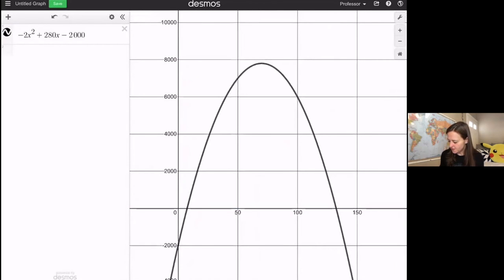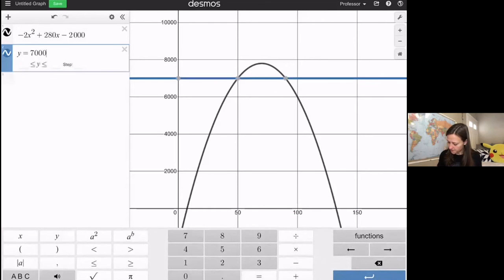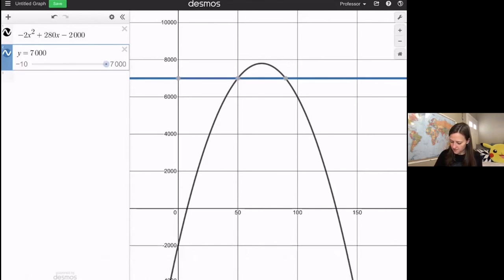All right, so I zoomed out a lot, and we were trying to figure out how many tickets, that was our x-axis, how many tickets we would have to sell in order to get $7,000. So I can graph the line y equals 7,000. All right, and you can see where that is. That's up there at the top. And we got two answers, and it looks like this line hits the graph twice. It tells us that when we sell 50 tickets, we get $7,000. And it tells us when we sell 90 tickets, we get $7,000.